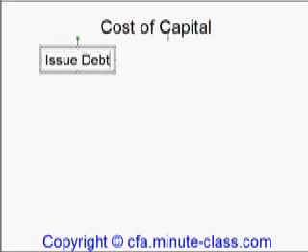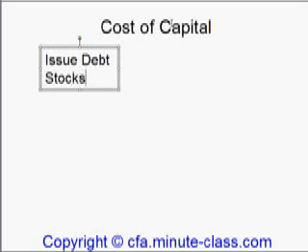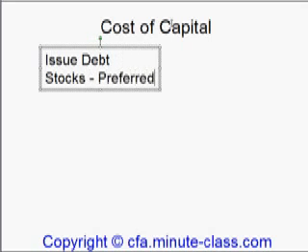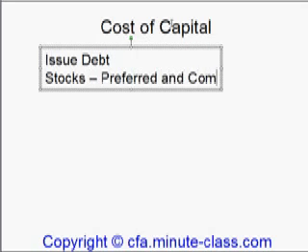use the cost of capital as the discount rate to evaluate the cash flow and also do the capital budgeting. Traditionally, there are three ways to raise the capital. One is to issue debt. And the second is to issue stocks. For stocks, there are two types. One is the preferred stock, and the other is the common stock.